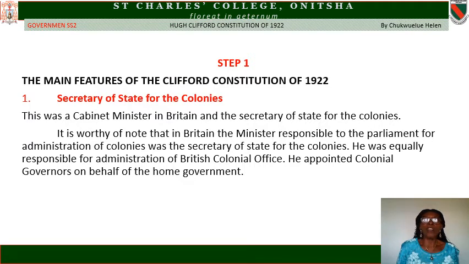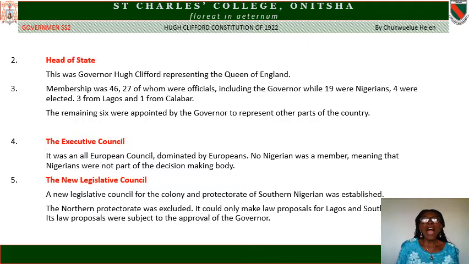The main features of the Clifford Constitution of 1922 are as follows. 1. Secretary of State for the Colonies. He was a cabinet minister in Britain, and he is responsible for the colonial administration and also for the administration of the British colonial office. He equally appoints colonial governors on behalf of the home government. Number 2, we have the governor, Clifford, representing the Queen of England.